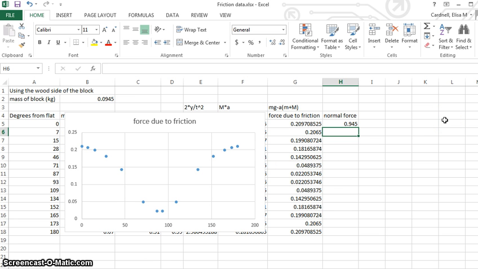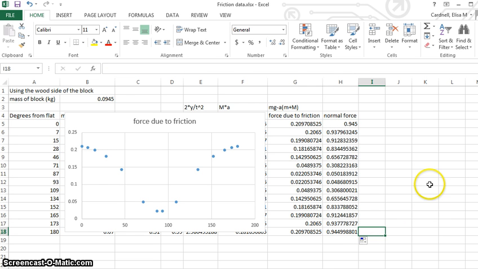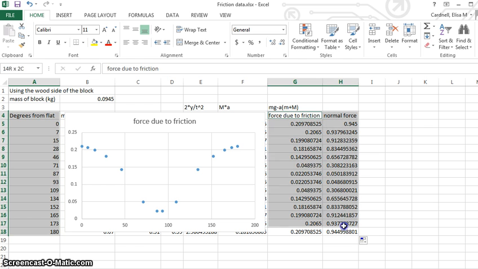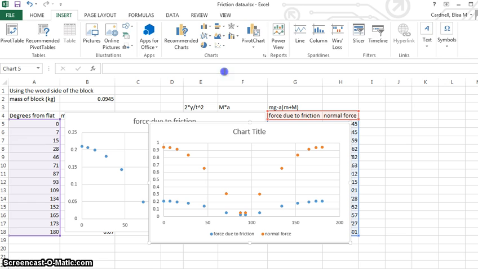Makes sense that when I am on a horizontal, my normal force is just mass times g. Fill that down, and there we go. Alrighty, so let's now graph this with both of these, and we will do a scatter plot again.